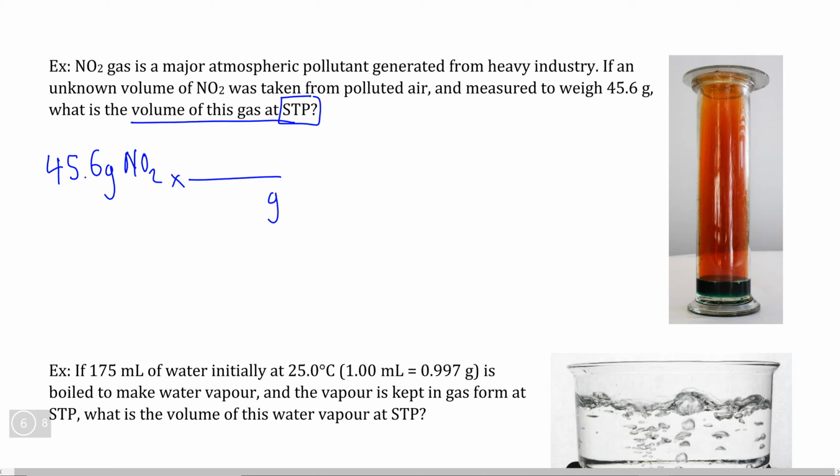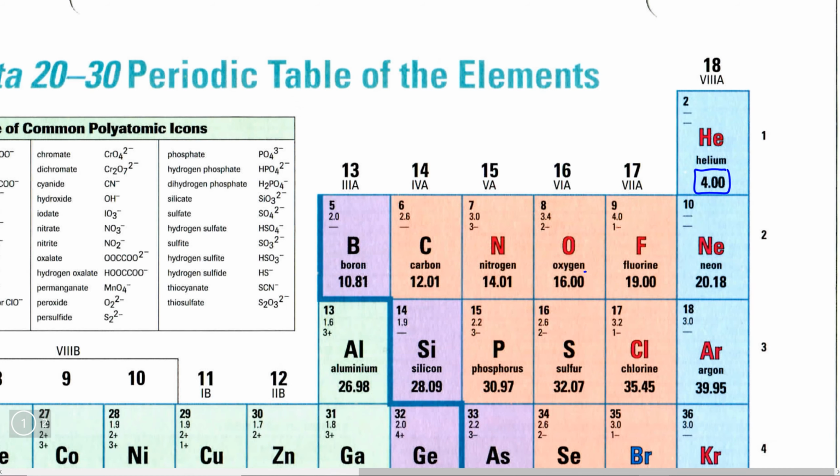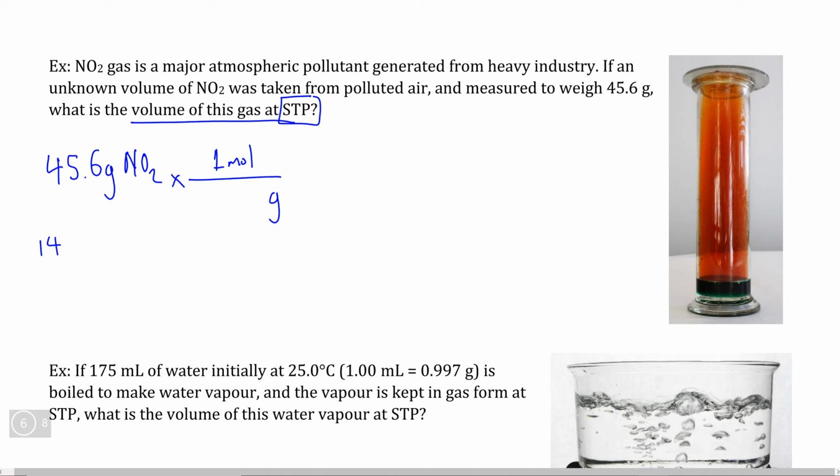So if we want to cancel grams, we need to put 1 mole in the numerator and have grams cancel out by putting it in the denominator. If we go to our periodic table to look up molar masses, the molar mass of oxygen is 16, and the molar mass of nitrogen is 14.01. So 14.01 grams per mole.